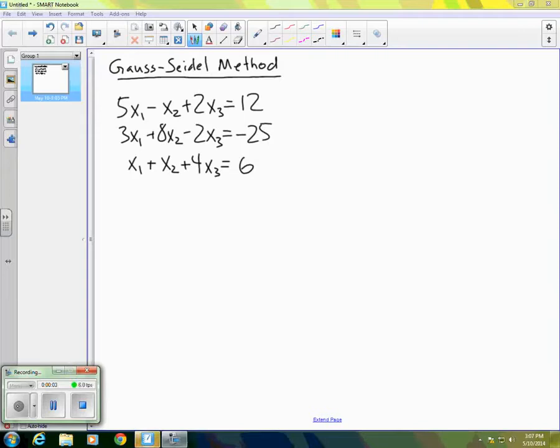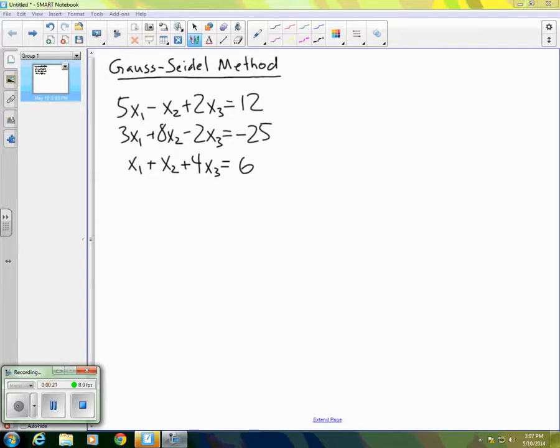Now let's take a look at using the Gauss-Seidel method to approximate a solution to a system of equations. The Gauss-Seidel method is quite similar to the Jacobi method that we looked at earlier, with one difference that you'll see as we proceed.